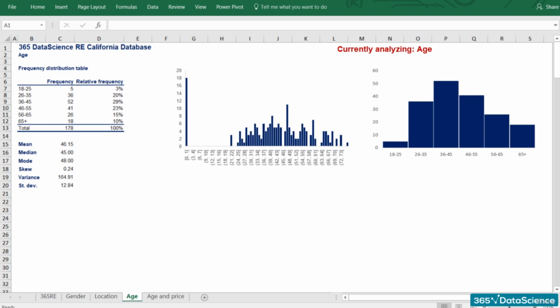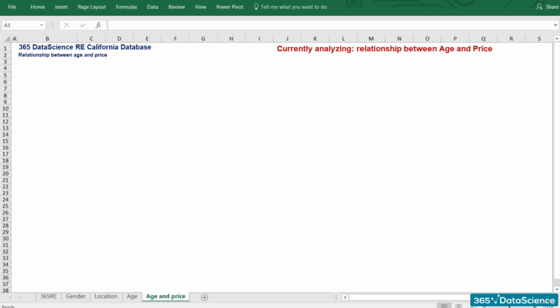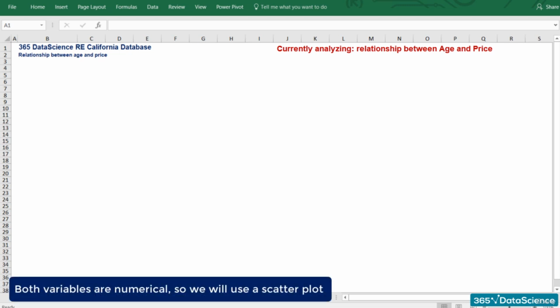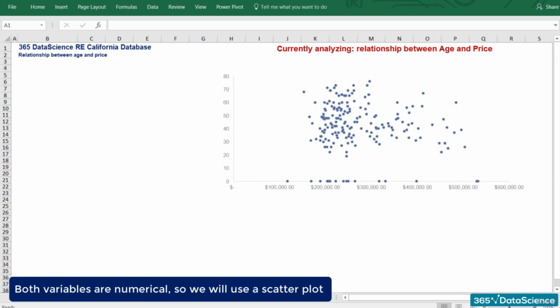As you may have guessed, our final stop is relationship between variables. Let's see if age determines how expensive of an apartment do customers buy. Maybe younger people have less funds, so they buy cheaper apartments. We don't know. The data will tell us. First things first, let's plot the data. Both variables are numerical, so we'll have to use a scatter plot. Here it is.